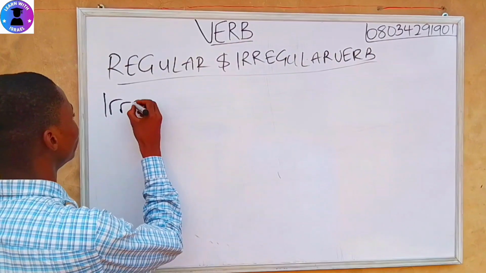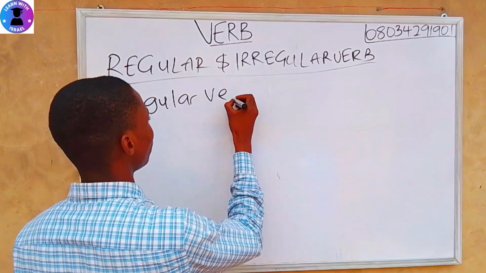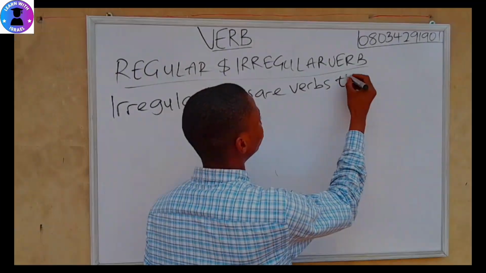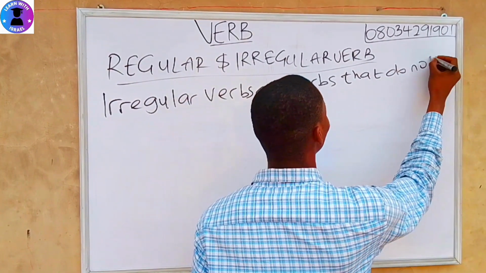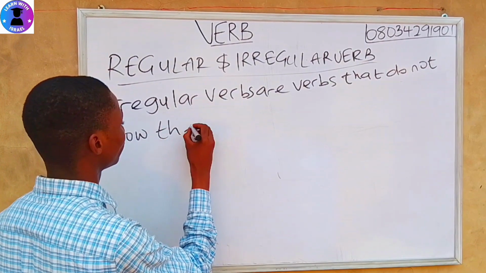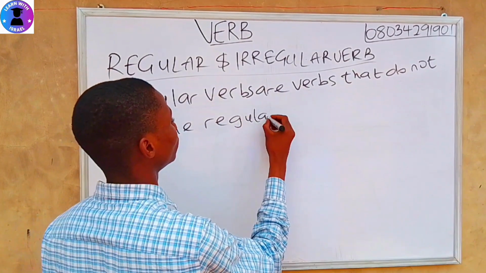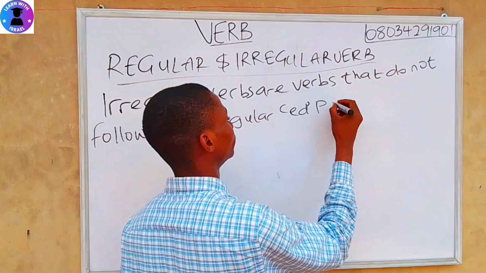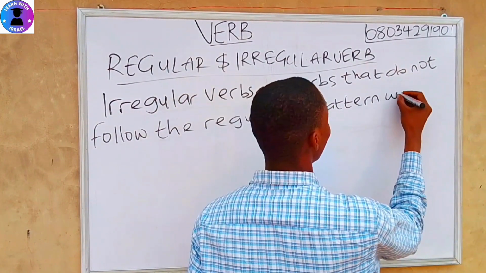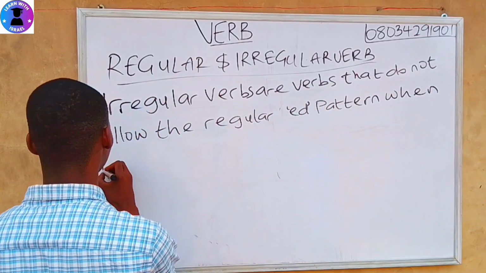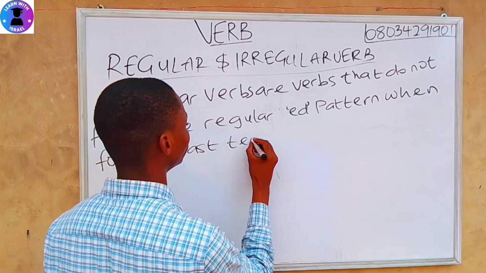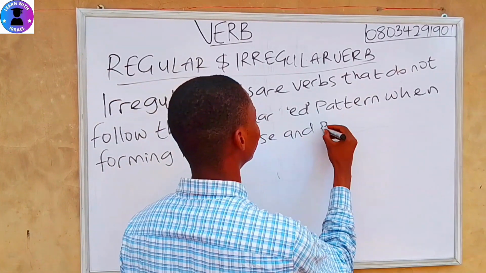Irregular verbs are verbs that do not follow the regular ed pattern when forming past tense and past participle.